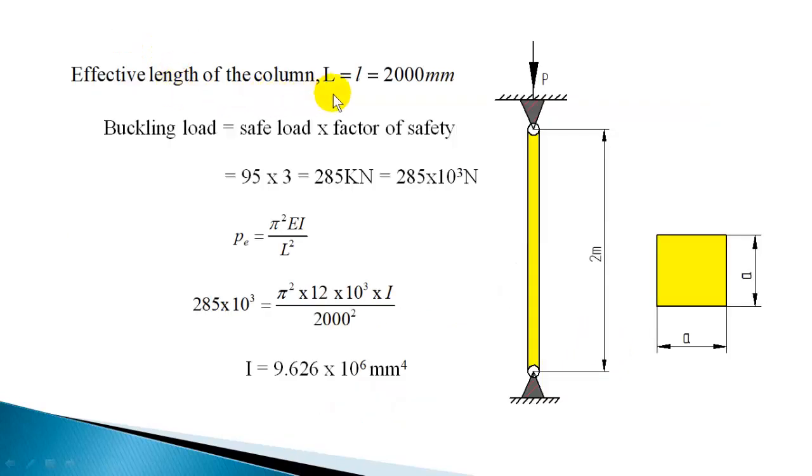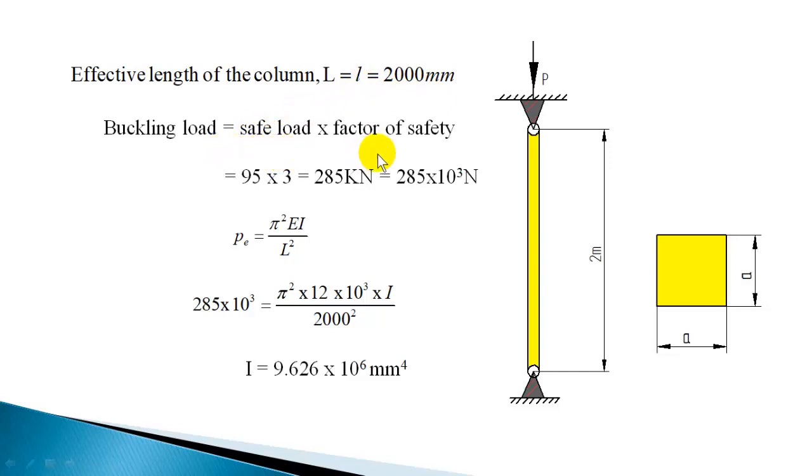Now let us work out. Effective length of the column L is 2000 mm. Effective length is length of the column itself. This length is 2 meter or 2000 mm. Because the ends are hinged, you can take the length of the column itself as effective length.